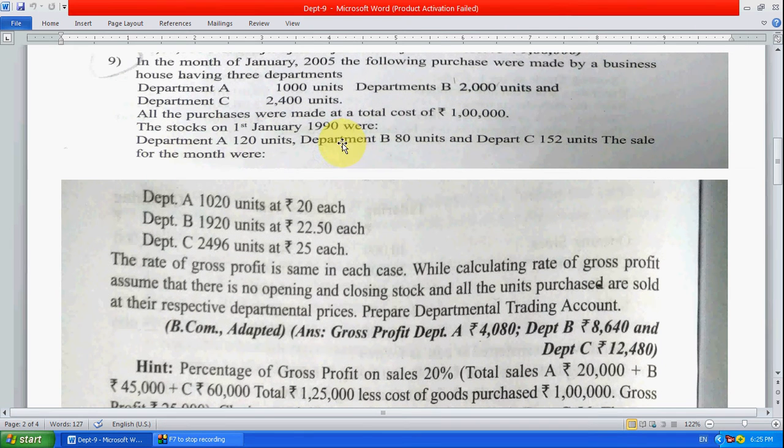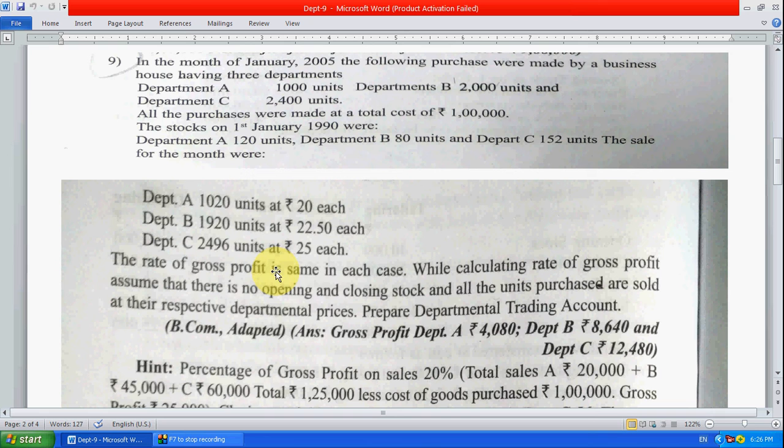The stock on 1st January were: Department A has 120 units, B has 80 units, and C has 152 units. The sales for the month were: Department A has 1020 units at 20 each, B has 1920 units at 22.50 each, and Department C has 2496 units at 25 each.